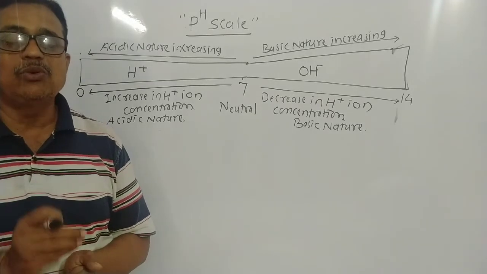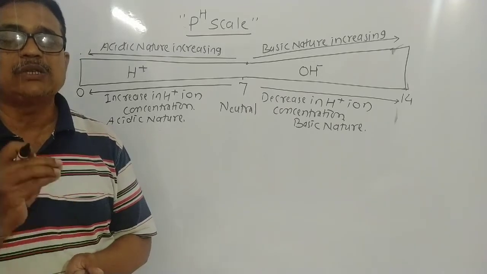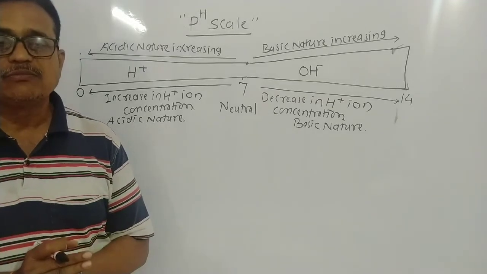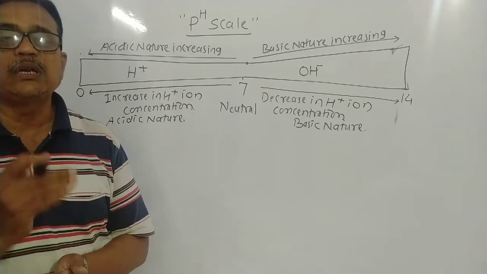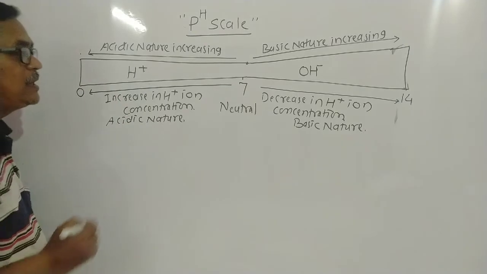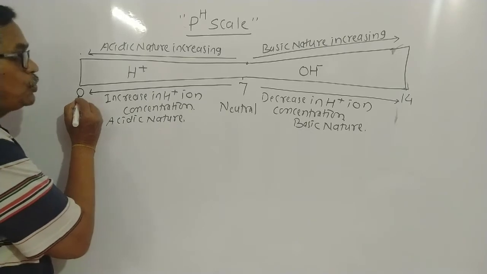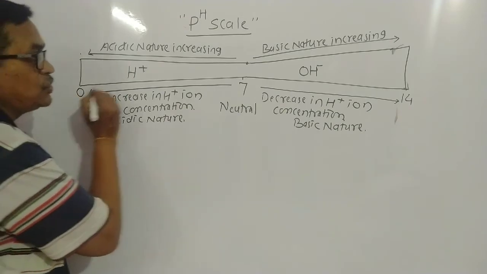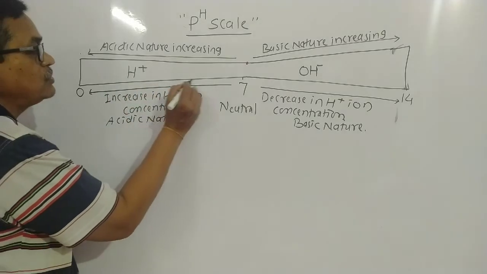Look toward this diagram. The scale reads from 0 to 14. The total readings on this scale are 0, 1, 2, 3, 4, 5, 6 and 7, then 8, 9, 10, 11, 12, 13 and 14. If the pH of a solution is 0, then it is called a very strong acid, and if the pH of a solution is 14, then it is called a very strong base.